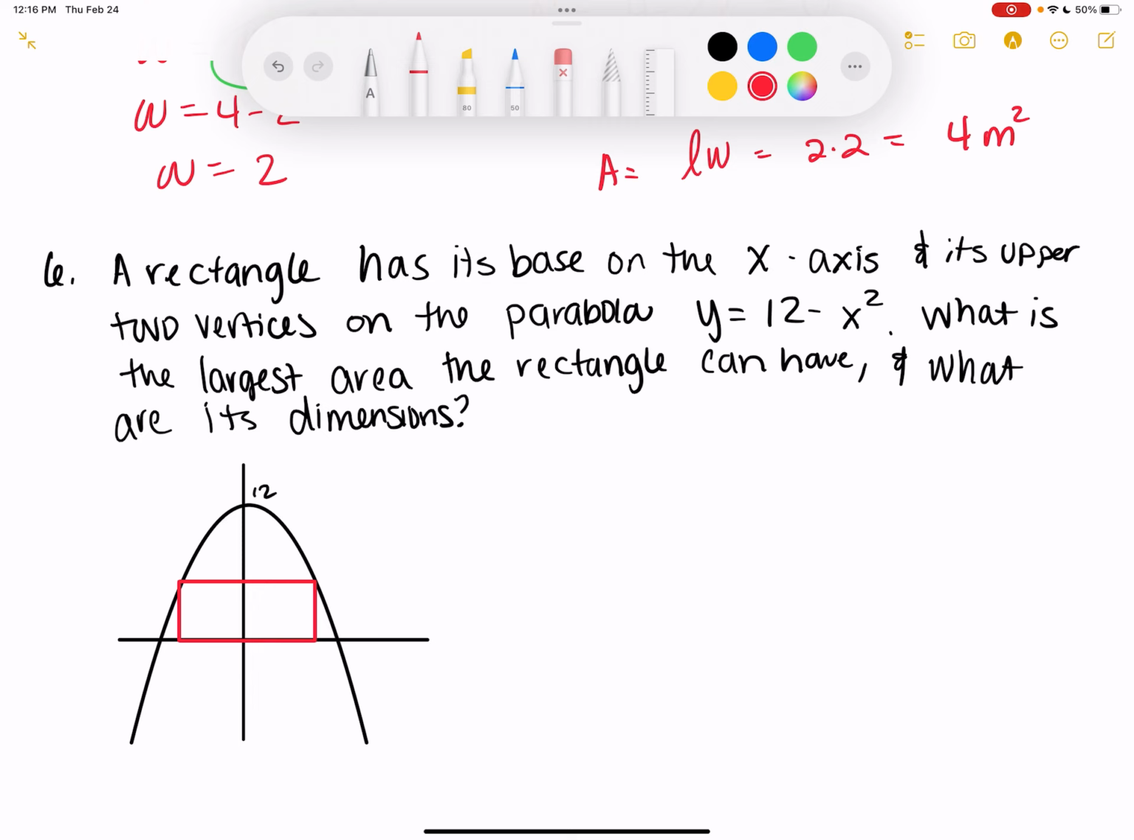Okay, so I'm going to say that from the y-axis to the side of the rectangle has length x. And then on the other side it's also length x, making this entire thing from here to here 2x.